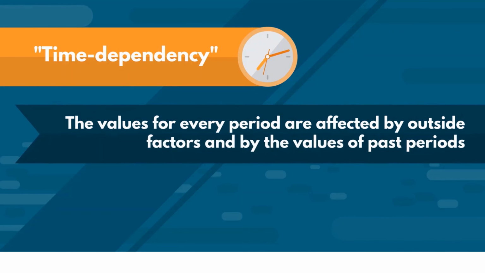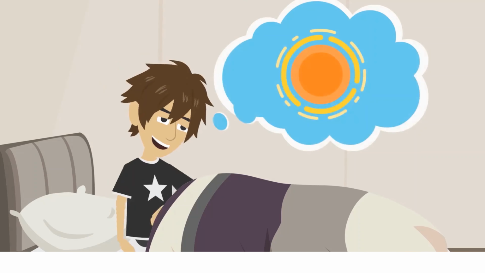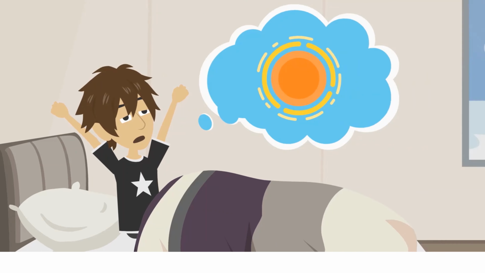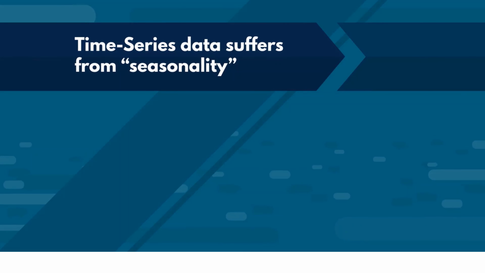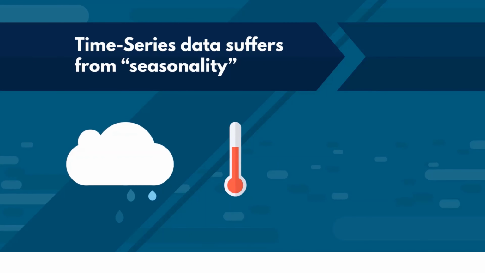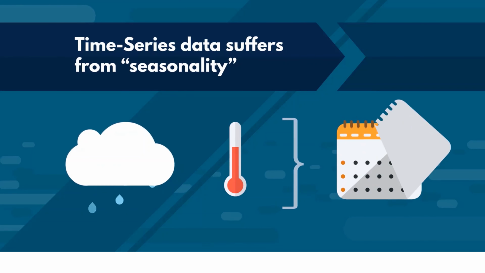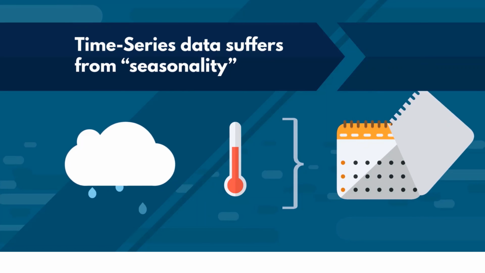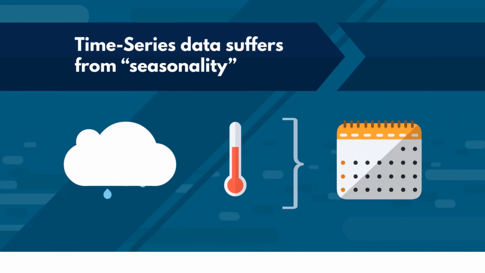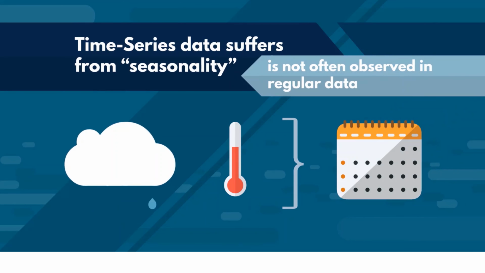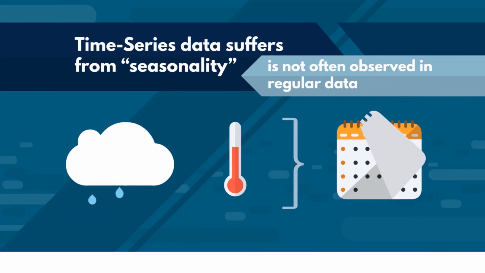This means the values for every period are not only affected by outside factors, but also by the values of past periods. For instance, we expect tomorrow's temperature outside to be within some reasonable proximity to today's values. Furthermore, time series data can suffer from seasonality. Some values like rain or temperature vary depending on the time of day and the season of the year. Since it's a repeating cycle, we can anticipate these changes and account for them when making our predictions. Seasonality as a trait isn't often observed in regular data, and that is only logical. When there is no chronological order, we don't expect repeating cycles, right?